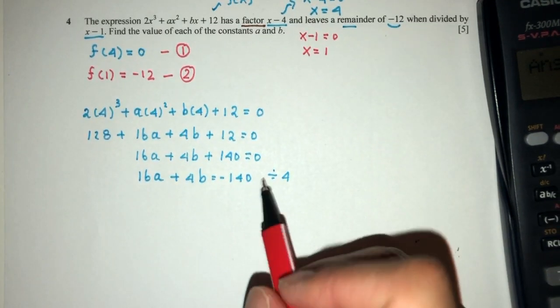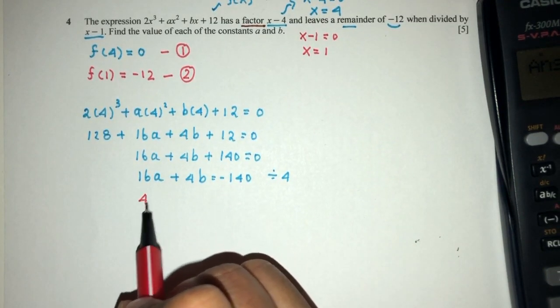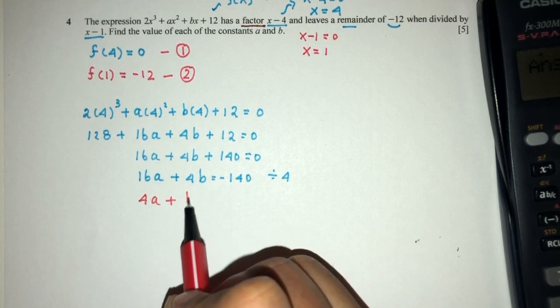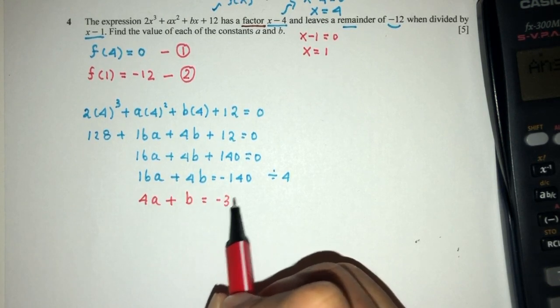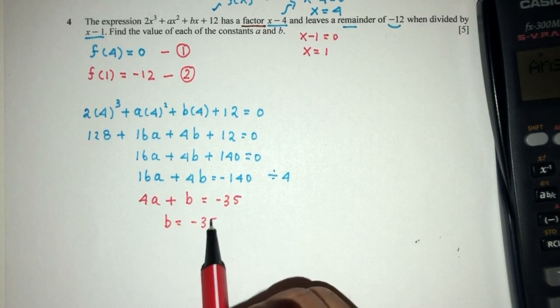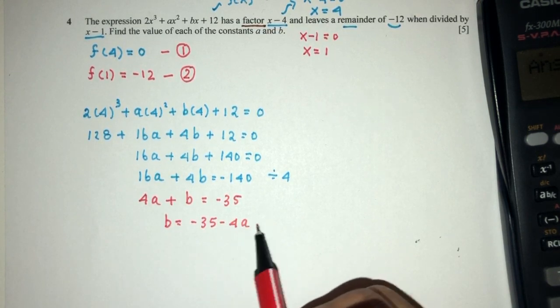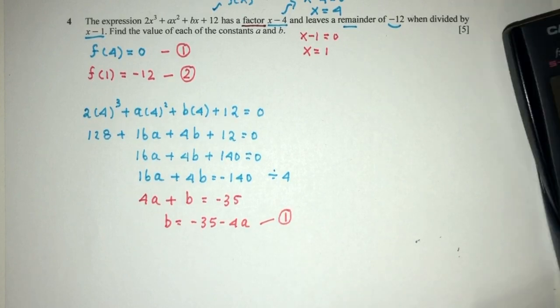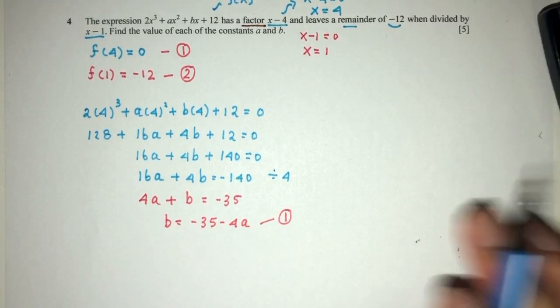Let's check if that's possible. Here we have 4a plus b equal to minus 35. So let's make b the subject. b will be minus 35 minus 4a. Okay, that will be my equation number 1 to solve for the values of b and a.